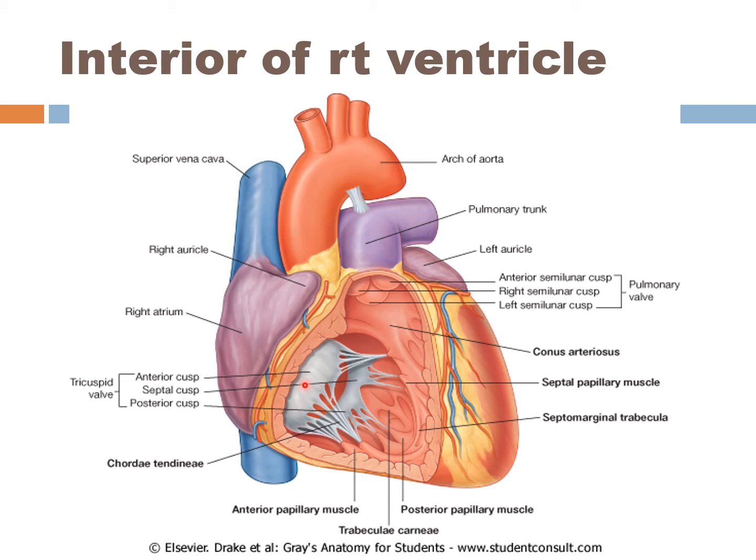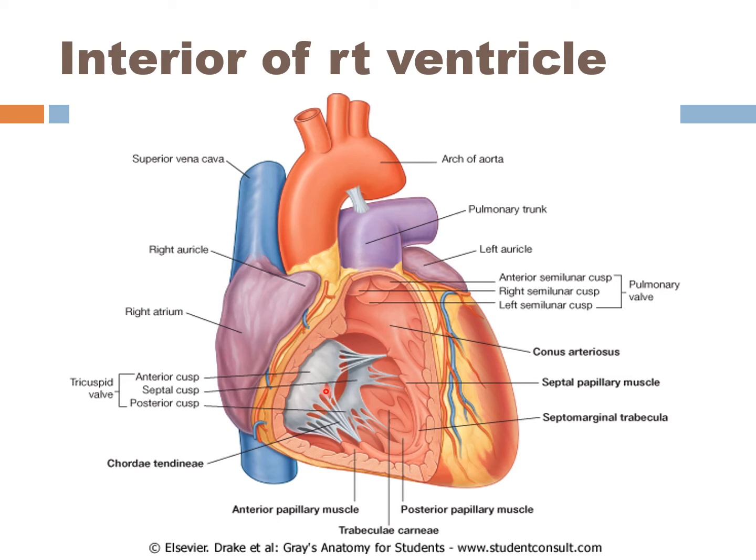Now leaflet cusps. Here, these are the cusps. You see, this one is the conus of the tricuspid valve. It has the anterior cusp, septal cusp, and posterior cusp. So the leaflet cusps are divided into anterior, septal, and posterior cusps. The leaflets or cusps number three and are named anterior, posterior, and septal according to their attachment to the annulus.